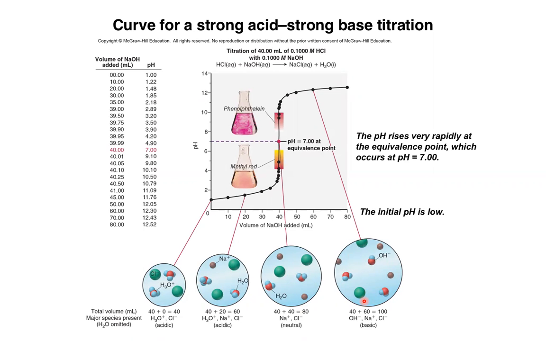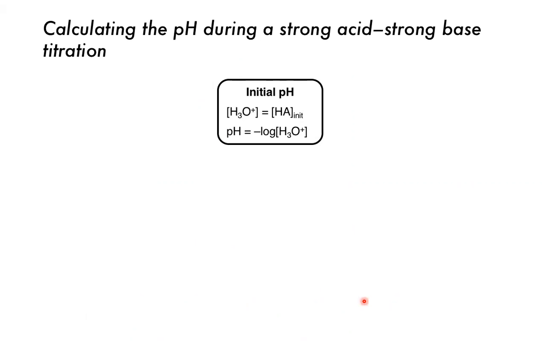So the initial pH is low. The pH rises very rapidly at the equivalence point, which occurs at a pH equal to 7. The pH increases gradually when excess base has been added. So, calculating the pH during a strong acid, strong base titration. Here we have the initial pH, where the hydronium ion concentration is going to be equal to the HA added. Remember, this is a strong acid, so all of it will dissociate, which means the pH can be calculated as minus log the concentration of H3O plus.